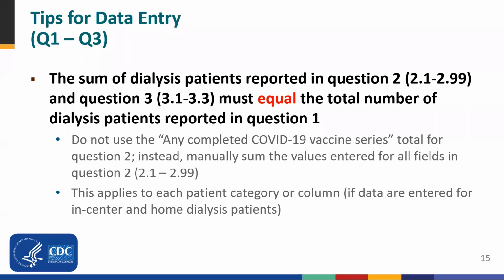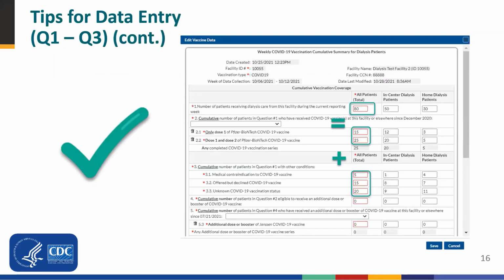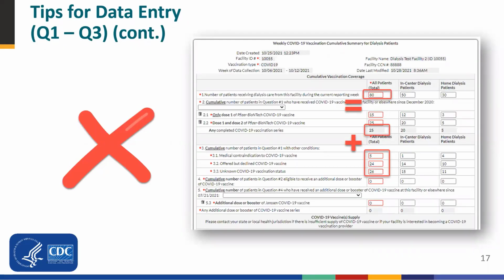It is important to manually sum the values entered for all fields in questions 2.1 to 2.99. The any completed COVID-19 vaccine series total that is auto-calculated by NHSN for question 2 only includes individuals who received a complete vaccine series. Since this does not count individuals with partial vaccination, relying on this total will likely result in an error. In this example, the user totaled the numbers in question 2, 2.1 to 2.99, and 3.1 to 3.3, and can see that the numbers equal the total number reported in question 1. For this slide, the user should remember to include the data entered for individuals receiving only 1 dose of the vaccine to ensure that the data entered for question 2 and 3 equal the number of individuals listed in question 1.